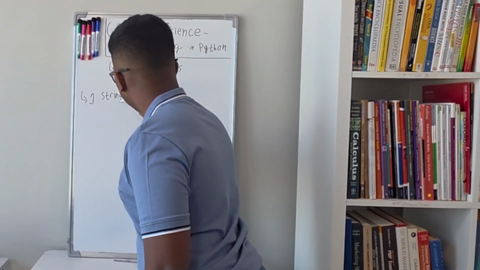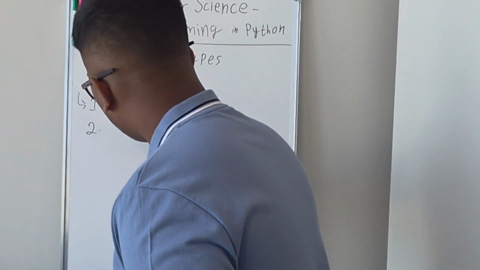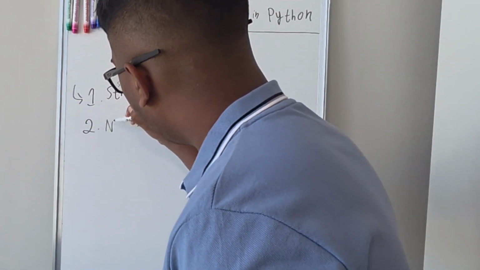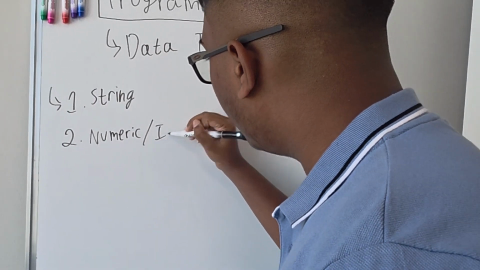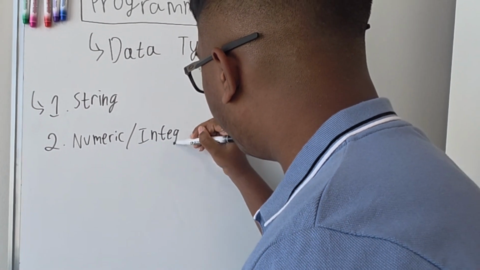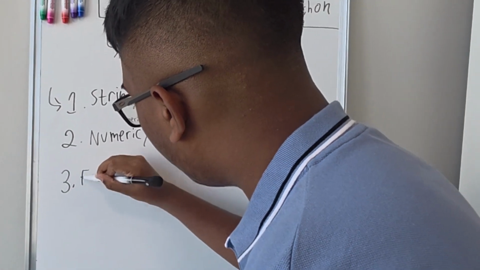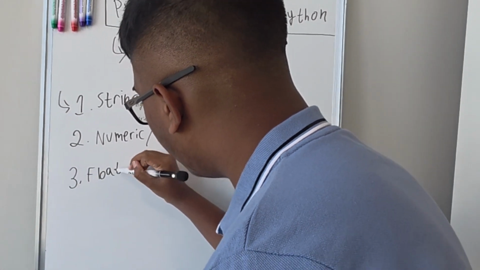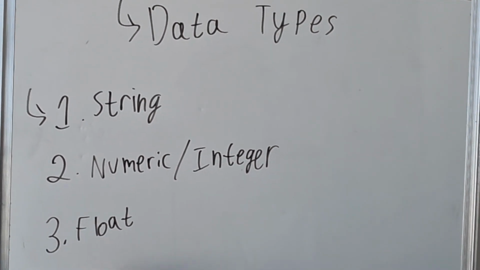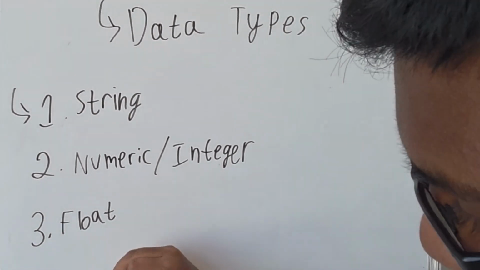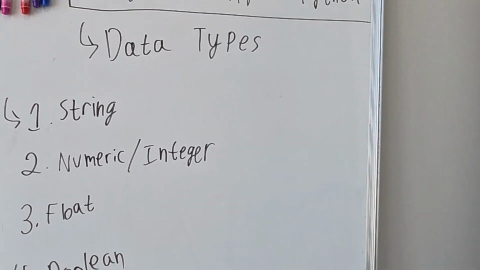string, second of all, numeric or integer, and third of all is float. Now there is a fourth one, that being Boolean, but we'll get to that later.